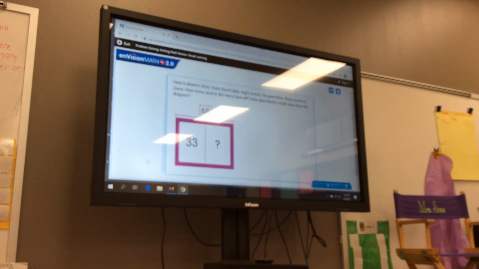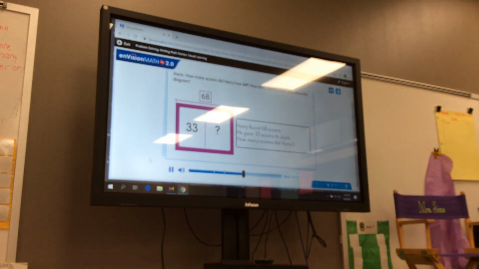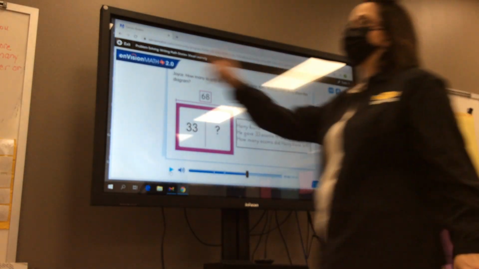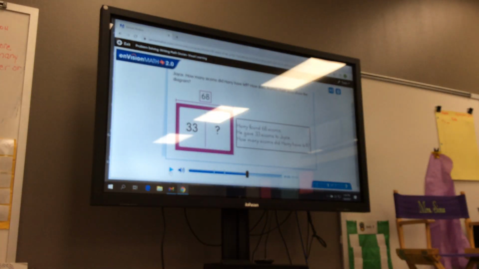Here is Marta's story. Harry found 68 acorns. He gave 33 acorns to Joyce. How many acorns did Harry have left? How does Marta's math story show the diagram? Okay, so she wrote a math story, and it's a subtraction math story. It's a little bit different than our addition math story, right?